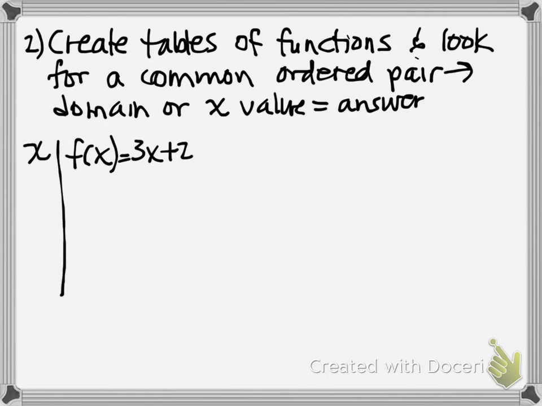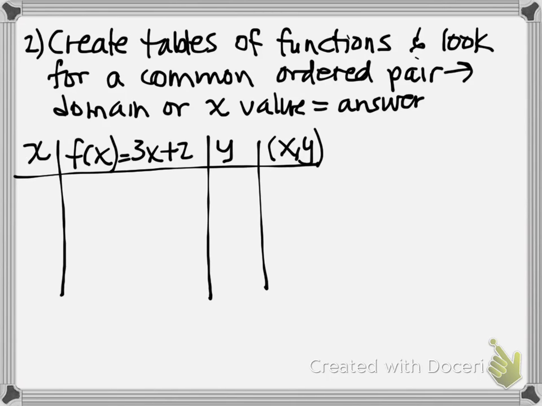And we're going to get out our y value, which is our f of x value, and then we would get the ordered pair. So try 0, and we get the function of x is equal to 3 times 1 plus 2, which is 3 plus 2, which equals 5. And what we could do is simultaneously do this for the other function as well.